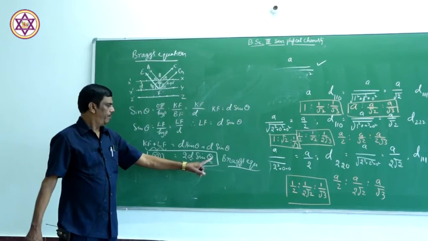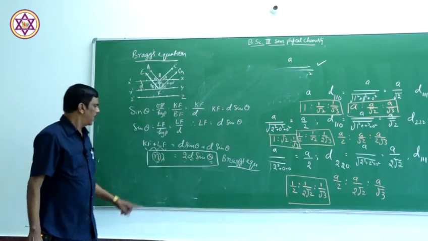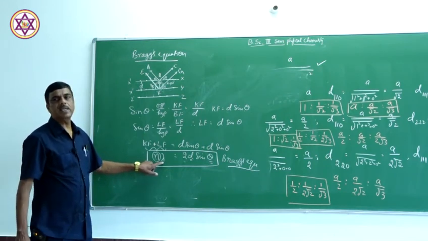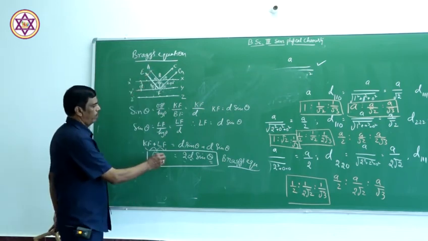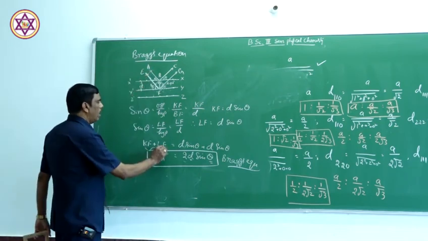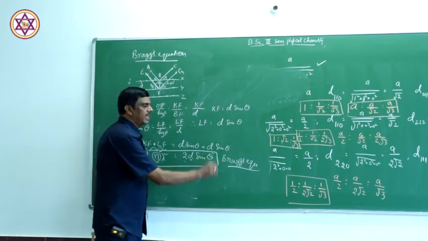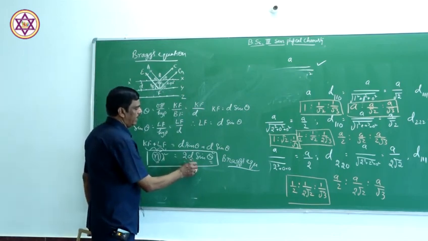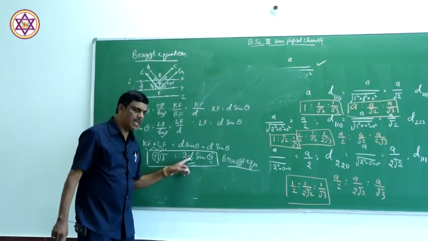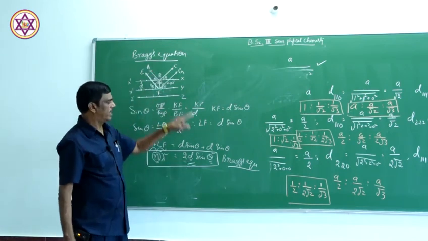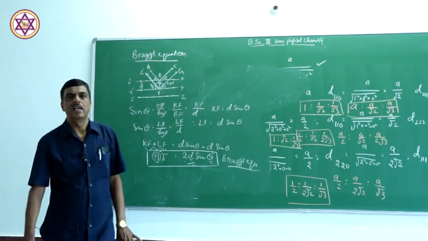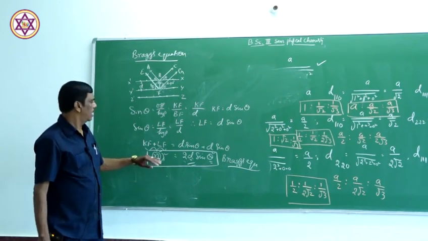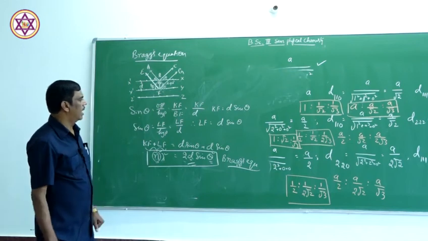So, if the wavelength of the incident X-ray, the order of refraction and the glancing angle theta, if these three things are known, d can be easily calculated. So, that is why, to calculate d, we use Bragg's equation, n lambda is equal to 2d sin theta. A well-known equation in crystallography is Bragg's equation.